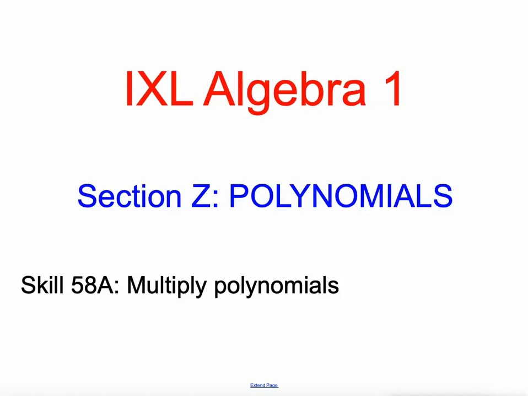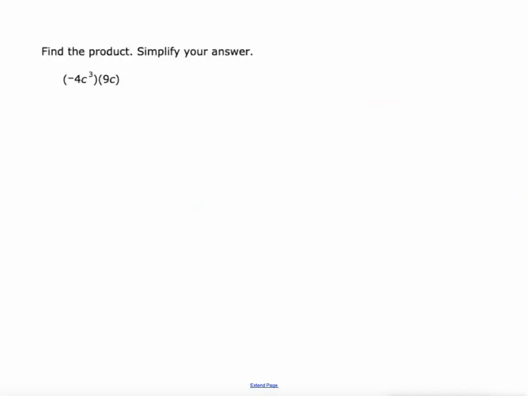Last skill in IXL Algebra 1 Section Z dealing with polynomials. Today we're going to multiply polynomials, which you'll see we've actually already done a lot of that. We're just kind of adding one little thing. So this first example I've got here is just multiplying monomials, which was a skill that we already did.